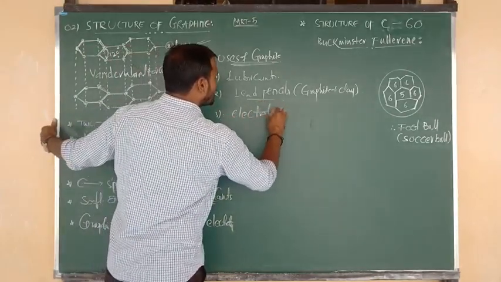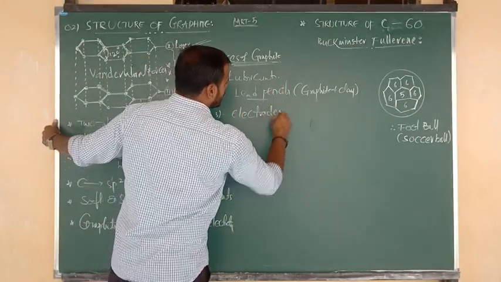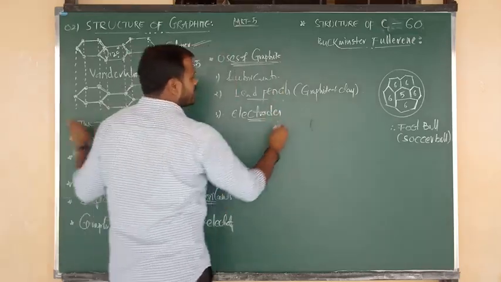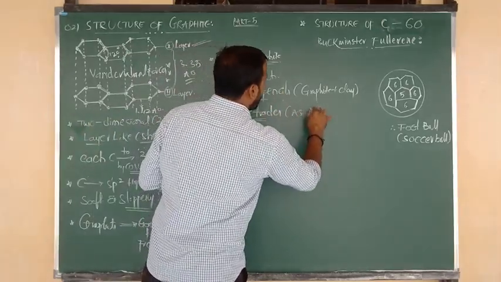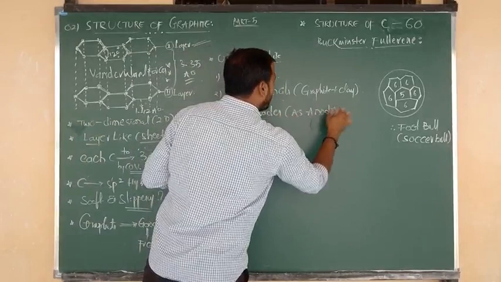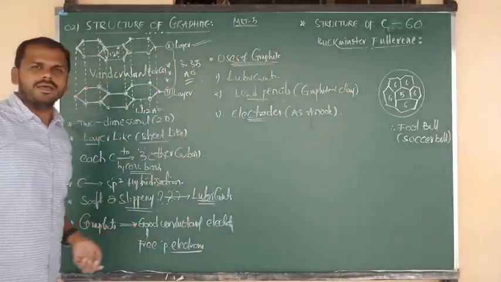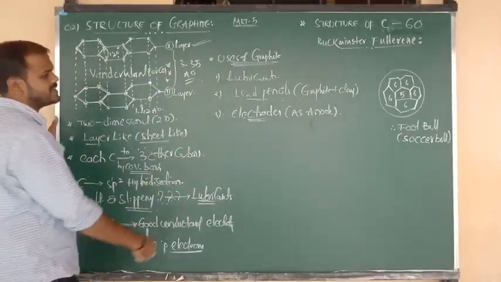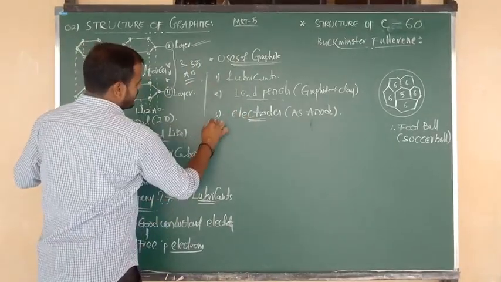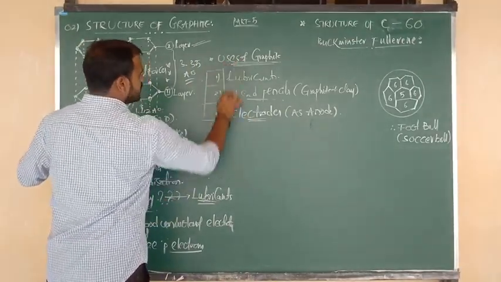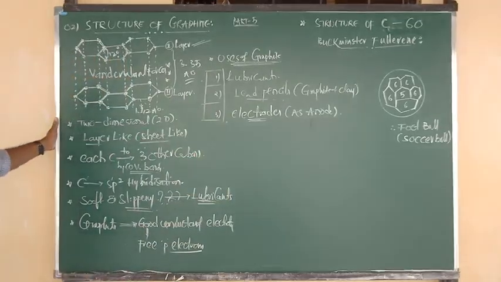And one more thing I want to say is that graphite can be used in making electrodes. In most electrolytic cells, graphite is used as the anode. Graphite rods can be used as the anode electrodes. So enough, any 2 to 3 uses they are going to ask you in the board exam also.